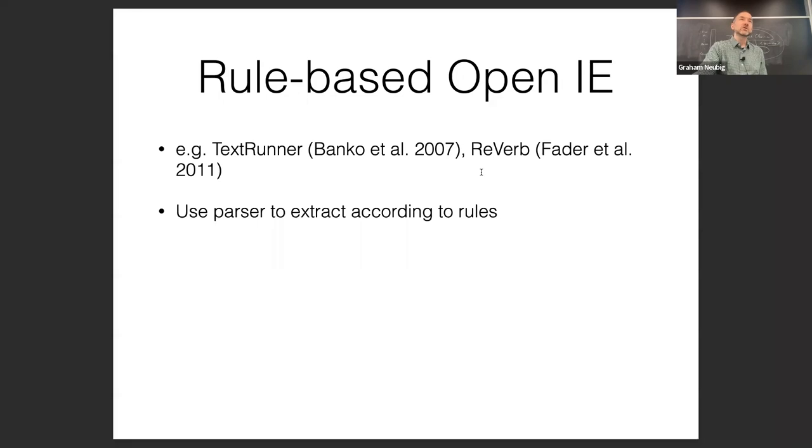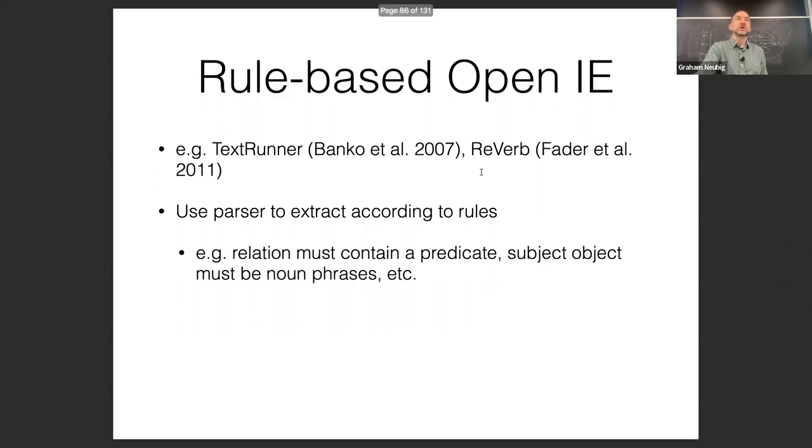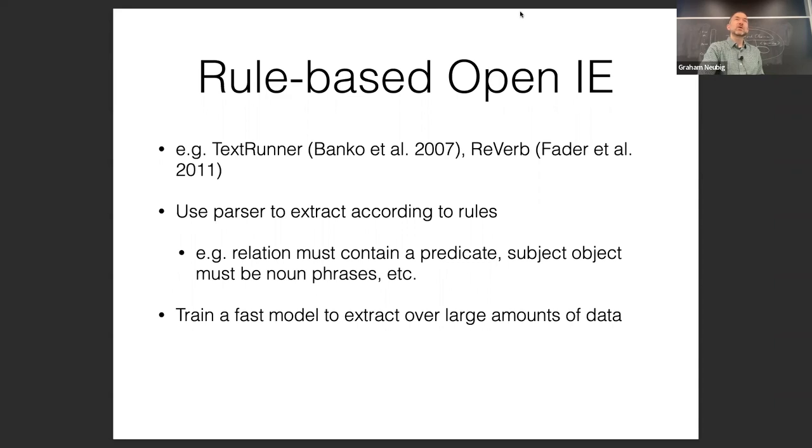The way they normally work is you use a parser to do syntactic analysis, like we're going to be talking about in a few classes. And then we extract them according to rules. Some rules being things like each relation must contain a predicate, and the subject and object must be noun phrases. And then they went further and even trained a fast model to extract these over large amounts of data without doing parsing, because parsing was thought to be too slow at the time.